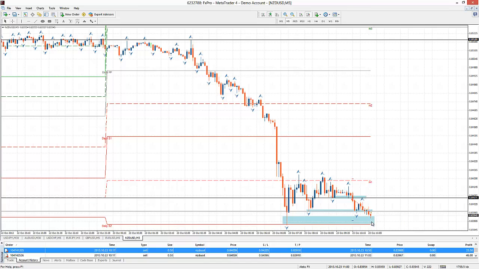So I've taken part of the position off there, and I just don't like the way price is acting at the moment. So I've just closed the remainder of the position off. So we averaged 7 and then 9 pips.